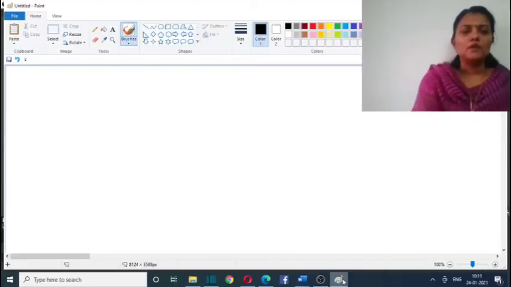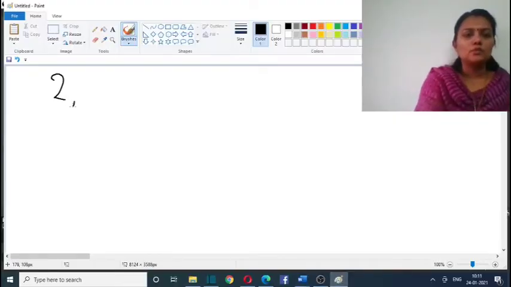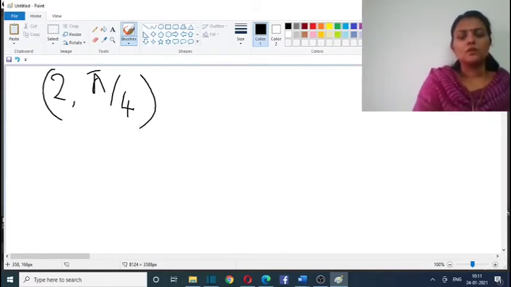We have the expression in the plane in xy coordinates, called the rectangular coordinates. Now we have r theta coordinates, called the polar coordinates. Now let's plot two points in the r theta plane. First point is (2, pi by 4).